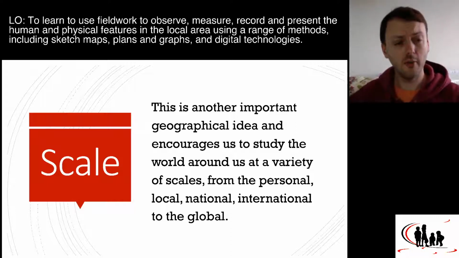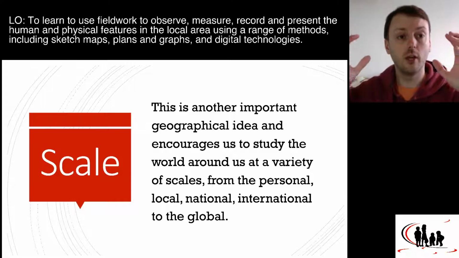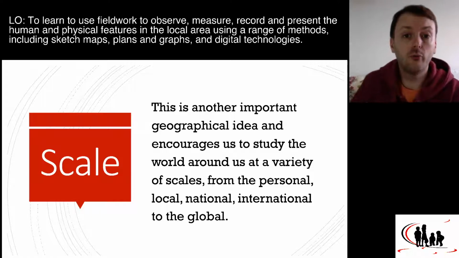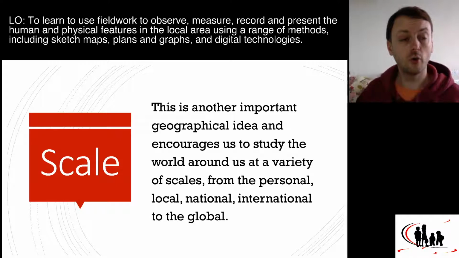And the important thing here is that each layer of geography, each layer in this scale, includes the one below it. So personal geography is about us and our personal area. Local geography is about the place that we live in, including us and our personal area.